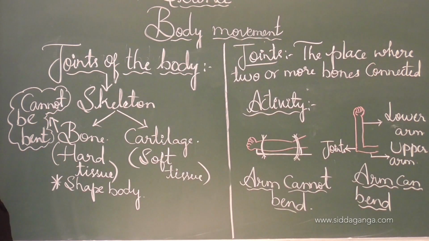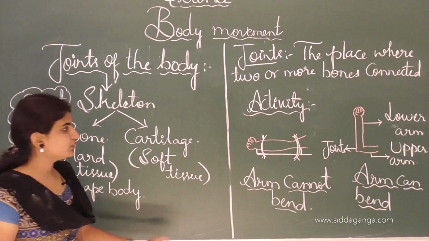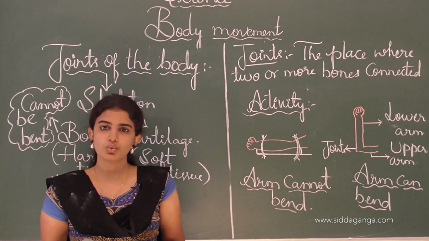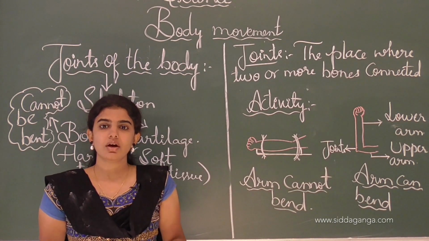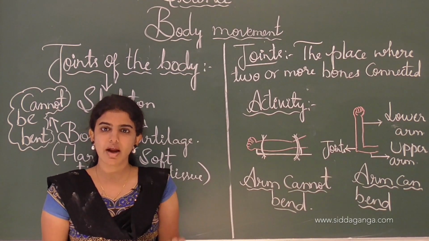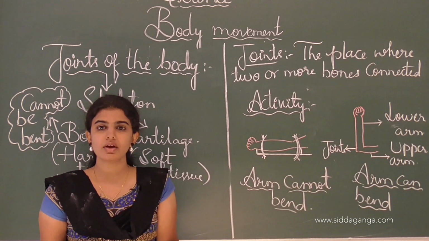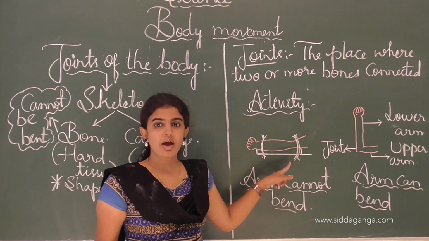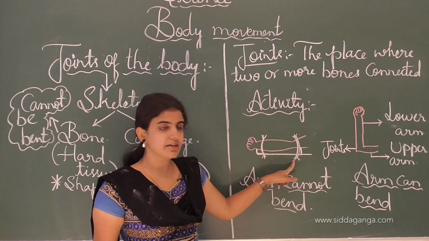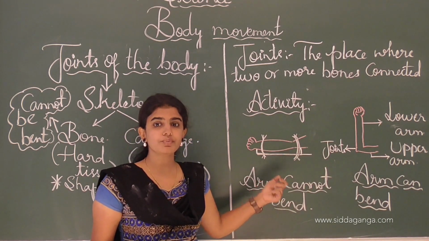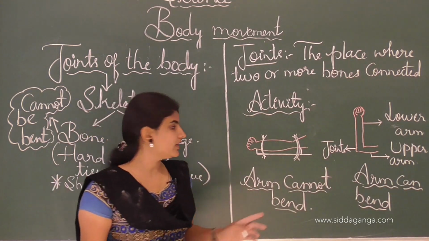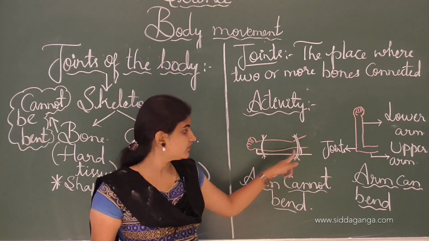Next we shall move on to the types of joints. See, once again I will tell you the activity. We have to take a stick or the wooden scale, and tie it to our hand in such a way that we straighten our hand, and the scale is tied at the center of the elbow. When we have tied it completely, we try to bend or rotate our hand. We can't rotate or bend our hand since the stick is present at the center of the joint.